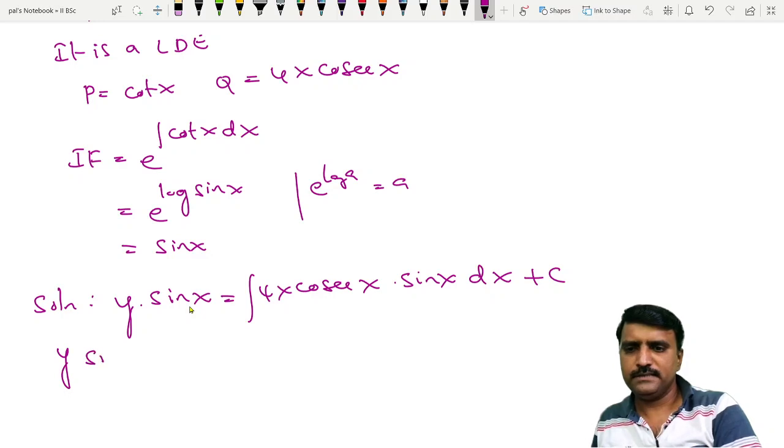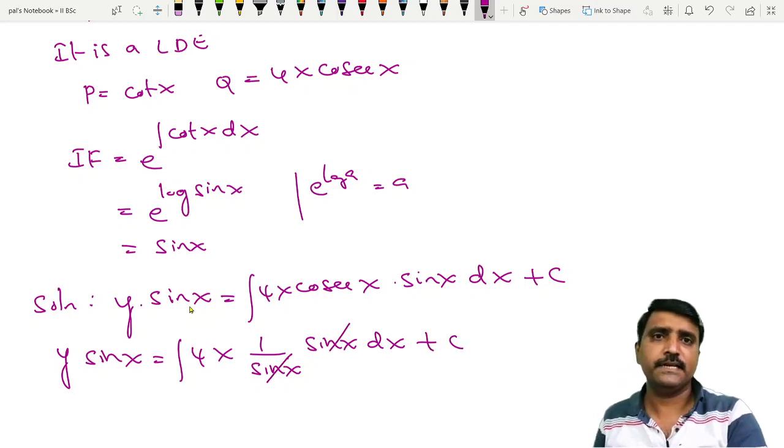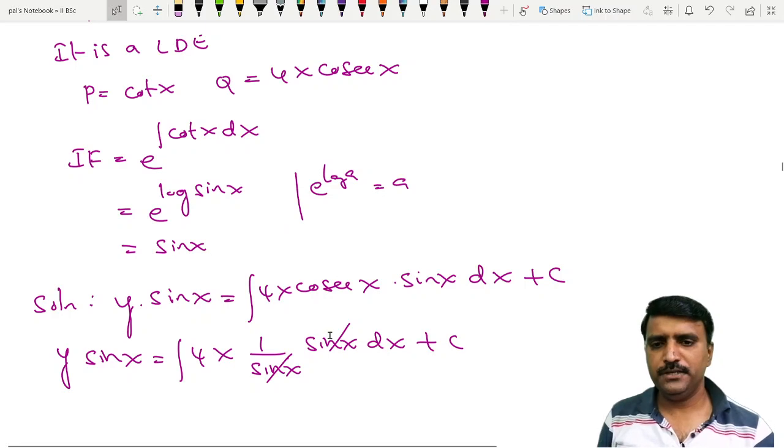So y sin x is equal to integration of 4x. This cosecant x can be written as 1 by sin x, into sin x dx plus c. Otherwise, you can use the formula sin x into cosecant x is equal to 1. You can use that.